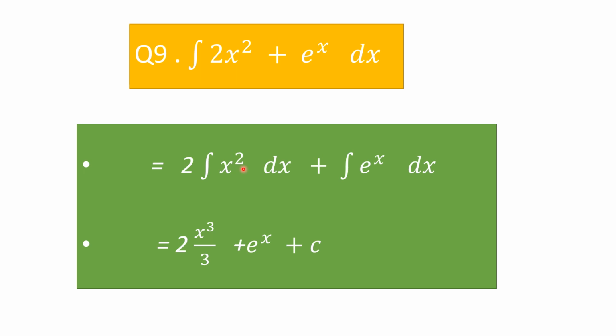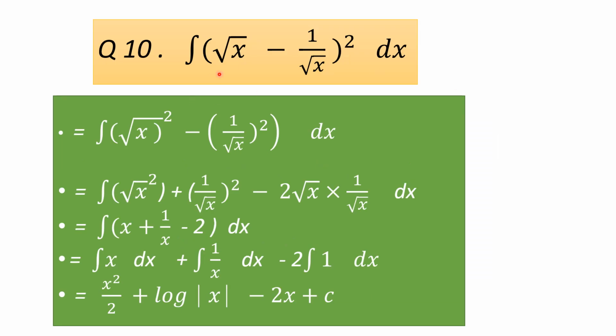Integration of x power 2 will be x power 2 plus 1 upon 2 plus 1. So this is x power 3 upon 3 plus e power x, because the integration of e power x is e power x plus c. The final answer to the given question is 2 x power 3 upon 3 plus e power x plus c. Moving on to question number 10.